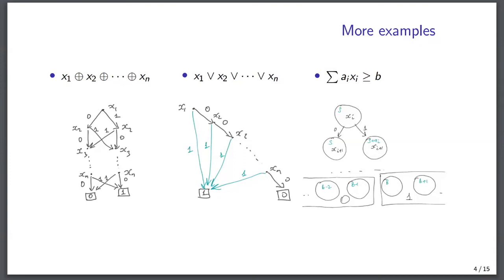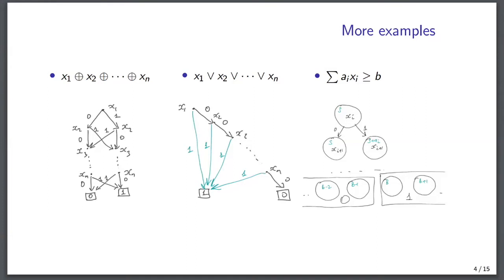The next example is very easy, just a large disjunction. It also has a very short and easy representation as an OBDD. This example can be extended to an arbitrary clause. If we also have negations here, it is modified easily: some zeros and ones are flipped.